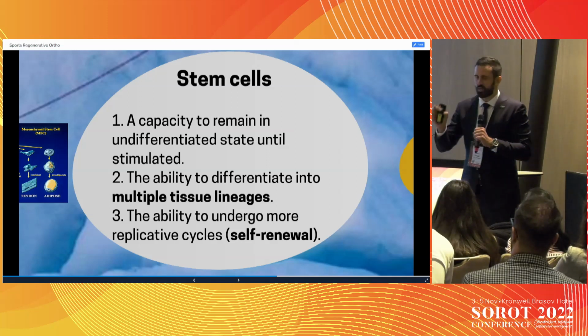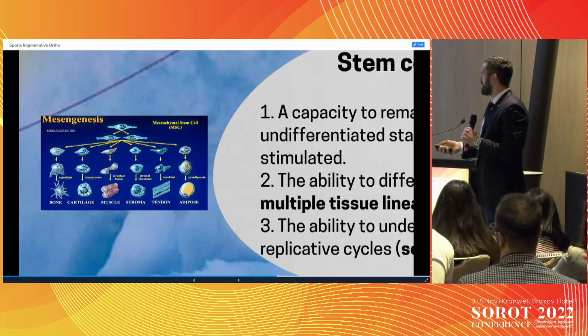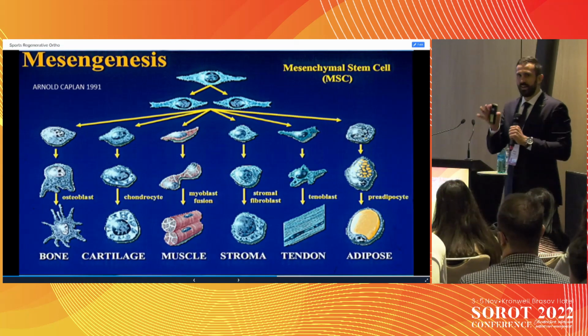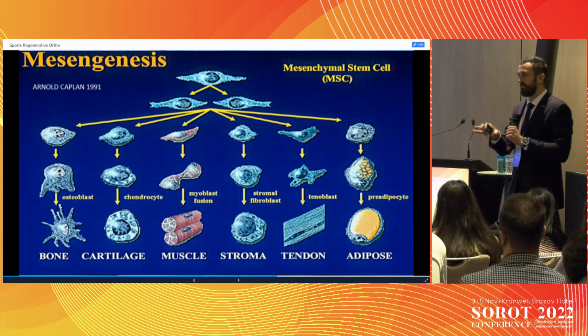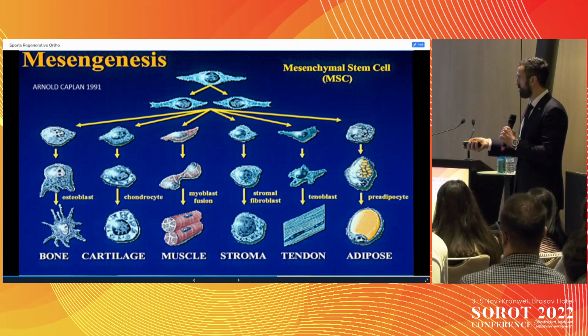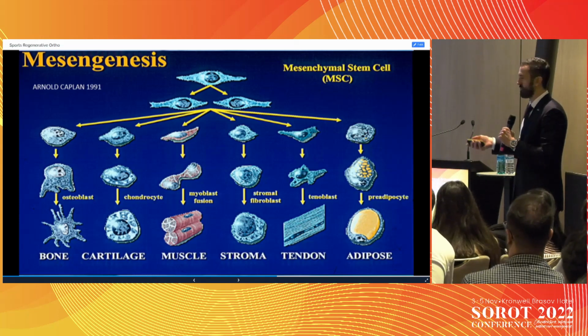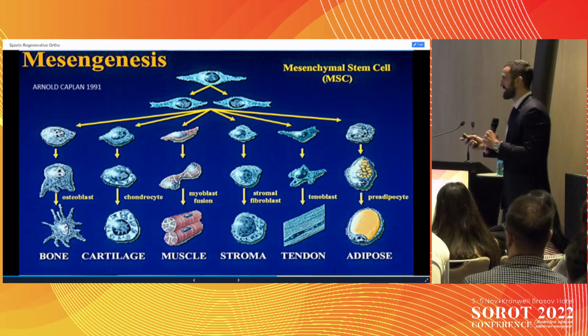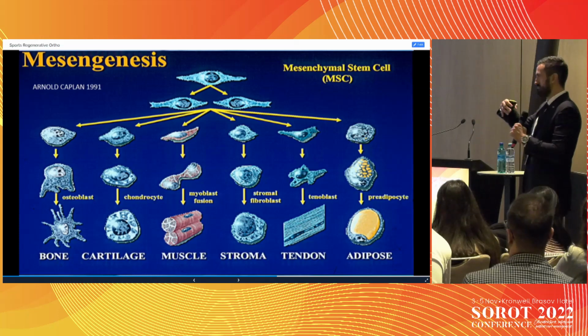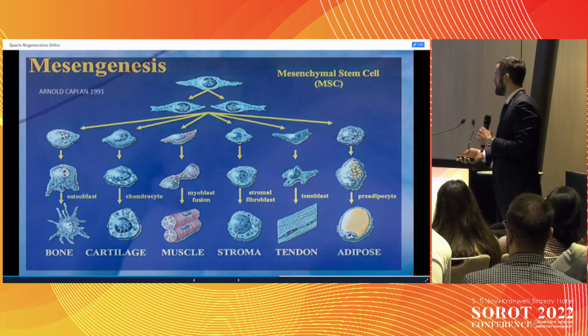These are the multipotent cells. So the mesenchymal multipotent cells that can develop every cell from a mesenchymal lineage. That means it can turn to bone cell, cartilage cell, muscle cell, stromal cell, tendon, or adipose cell. So it cannot become a neural cell or a hematopoietic cell.